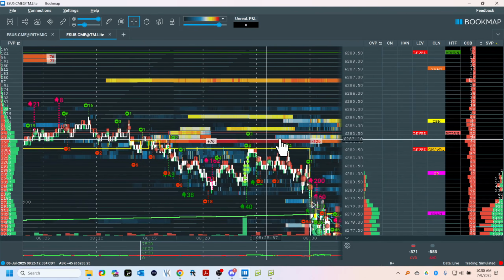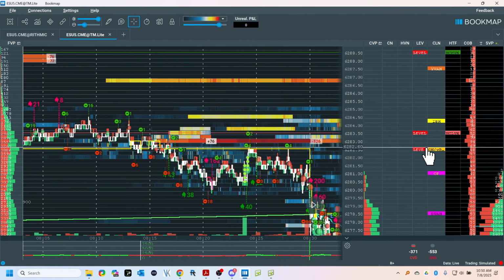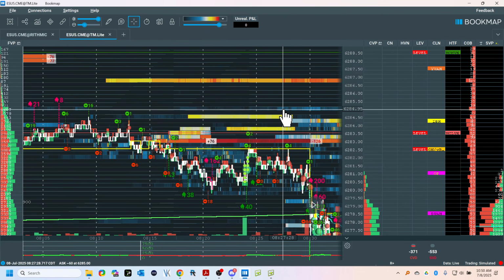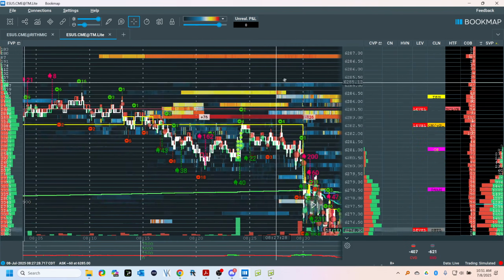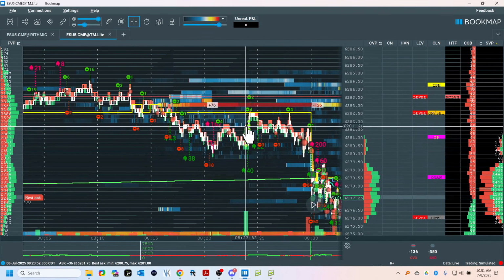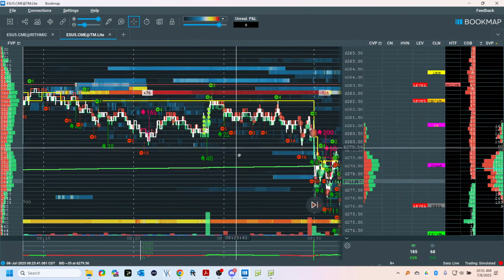RTH Open. So let's look. We have resting liquidity here. We have a key level, which is volume profile auction market theory based. It's really the fair price from the ETH, which is our last auction. So let's take a look. So RTH open.